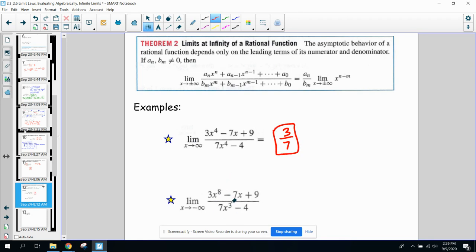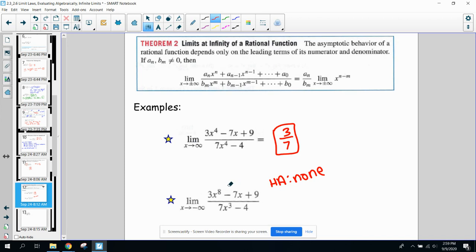Okay, I'm going to look here. Well, now the top is bigger than the bottom. So when the top is bigger than the bottom, we know that the horizontal asymptote, so I'll write this out here, is none. So there is no horizontal asymptote. When that happens, that means that your answer is either going to be infinity or negative infinity.